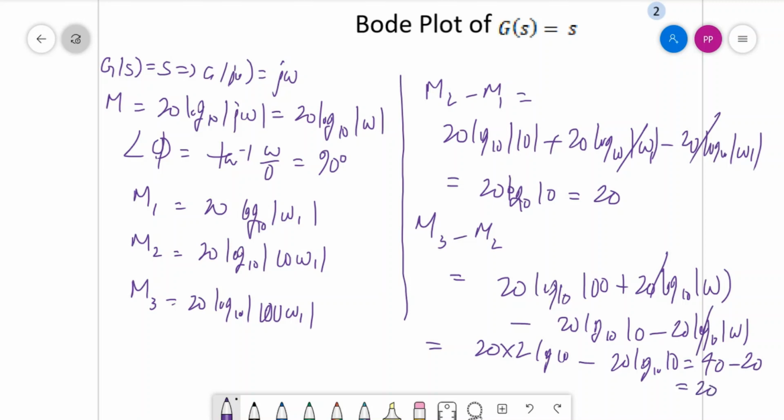This is again 20. So we can see that if we draw the magnitude plot, with ω1, 10ω1, 100ω1, for every decade the values will keep on changing at a constant slope. This is 20 decibels per decade. So that is how you can find the zero at the origin.